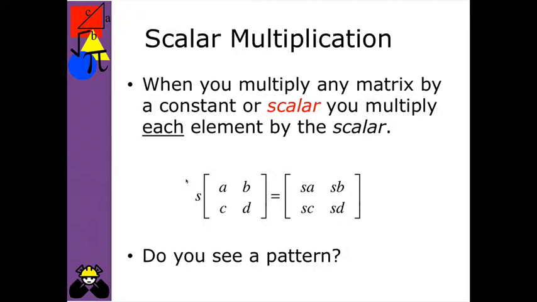Scalar multiplication. When you multiply any matrix by a constant, or what we call a scalar, you multiply each element by the scalar. So if we take the scalar S times the matrix A, B, C, D, we get S times A, S times B, S times C, S times D. Do you see a pattern? Take about 30 seconds and think about it, and I'll meet you back here.